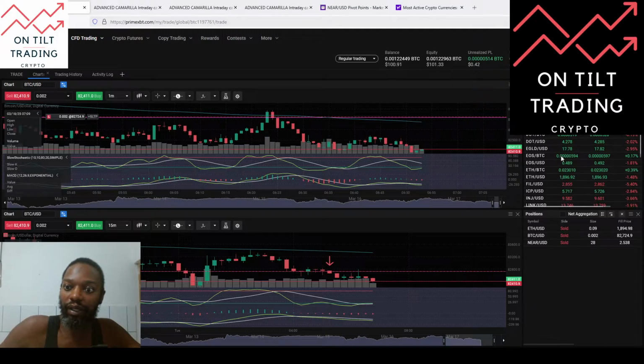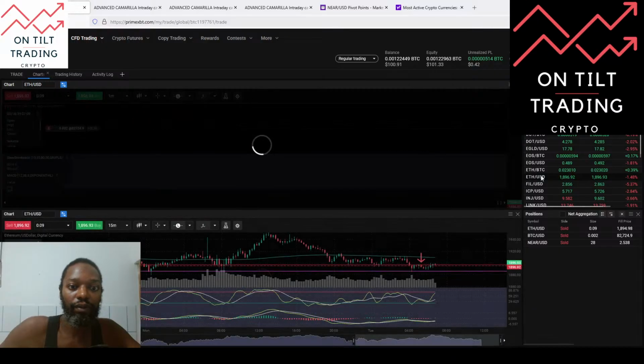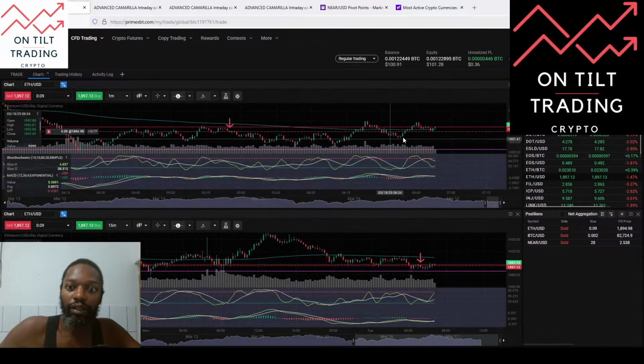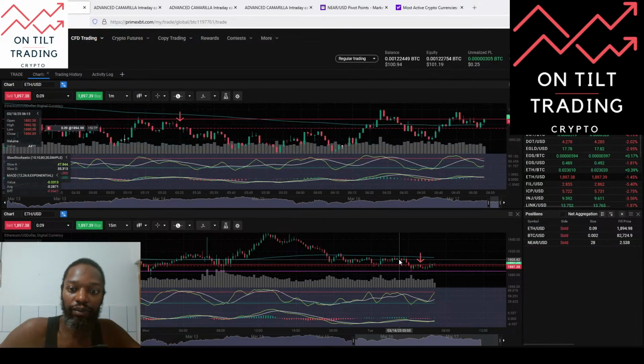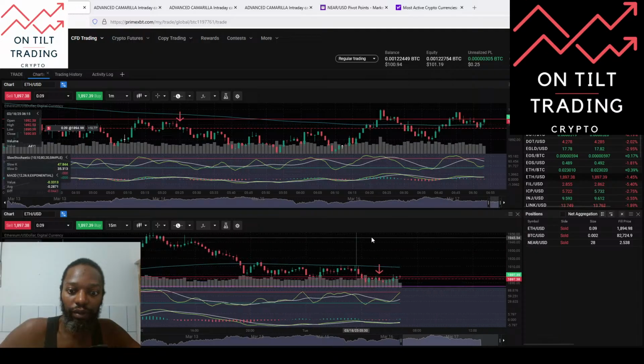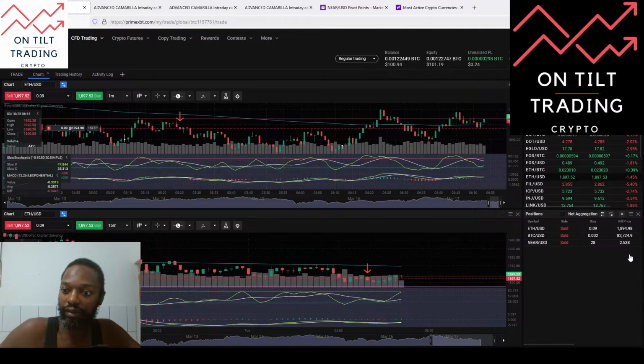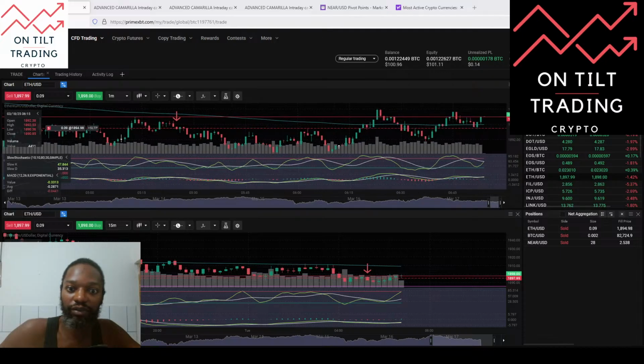Next up, we've got Ethereum. So Ethereum right now is giving me a bit of a hard time. I took an entry here. Let's see. Zoom in a bit. And it's looking like here on the 15-minute, it's interested in giving another entry here, or maybe going the other way. I'll show you my stop on it.